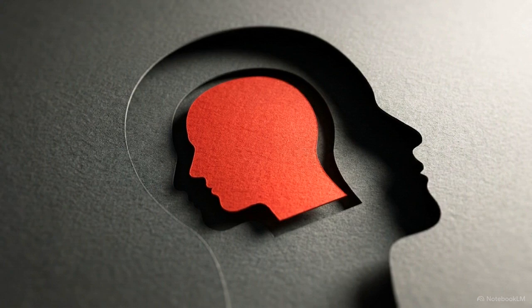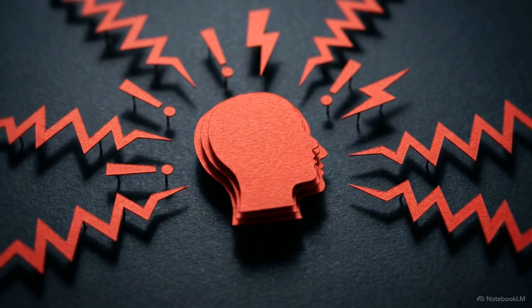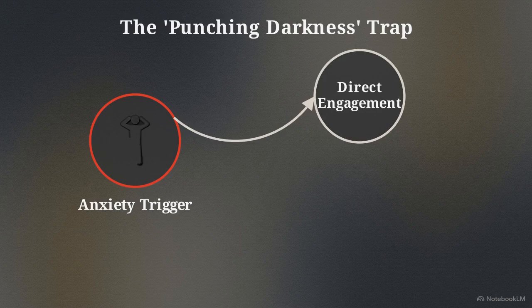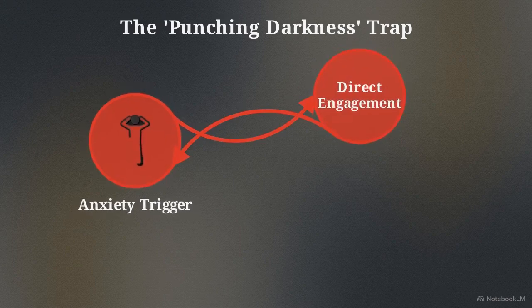Step 1 is to isolate what we call the little me. This is the specific fraction of your subconscious that is currently triggered by that learned danger signal. This flowchart illustrates a common failure point called the punching darkness trap. When we feel anxiety, our instinct is to argue with it or try to suppress it. But as you can see, directly fighting the stressor often creates a feedback loop that only heightens the internal tension.